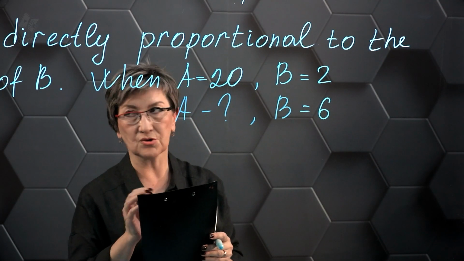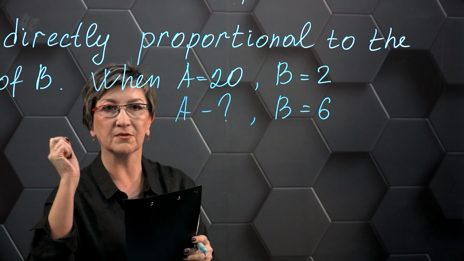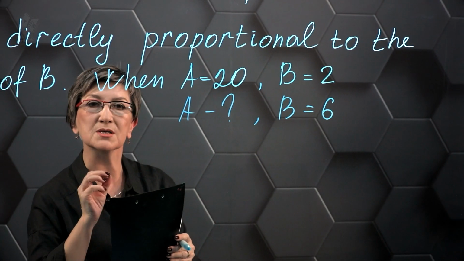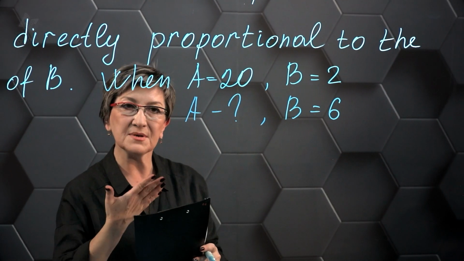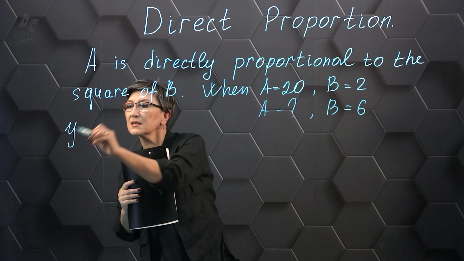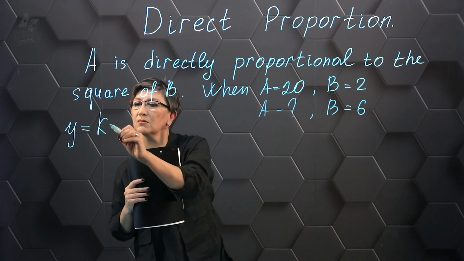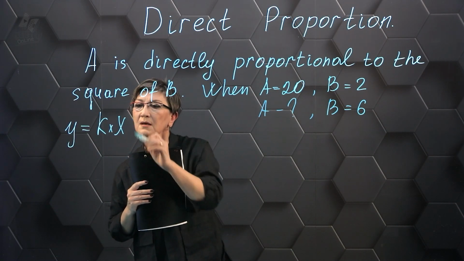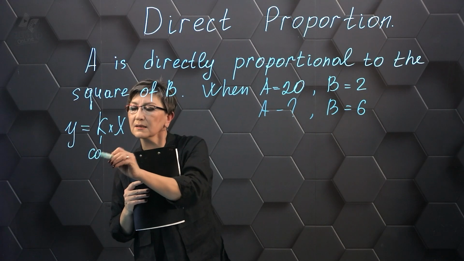In solving this problem, we will again write down the expression that we use to write down directly proportional quantities. And that notation looks like this. Y equals K times X, where K is a constant.